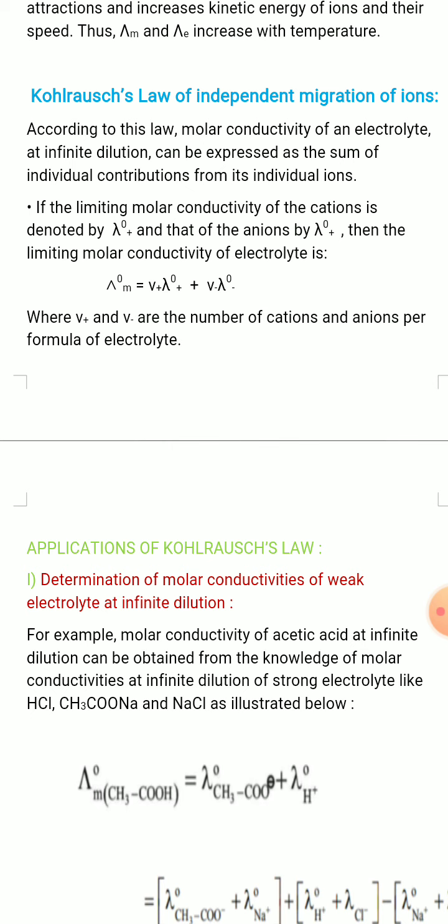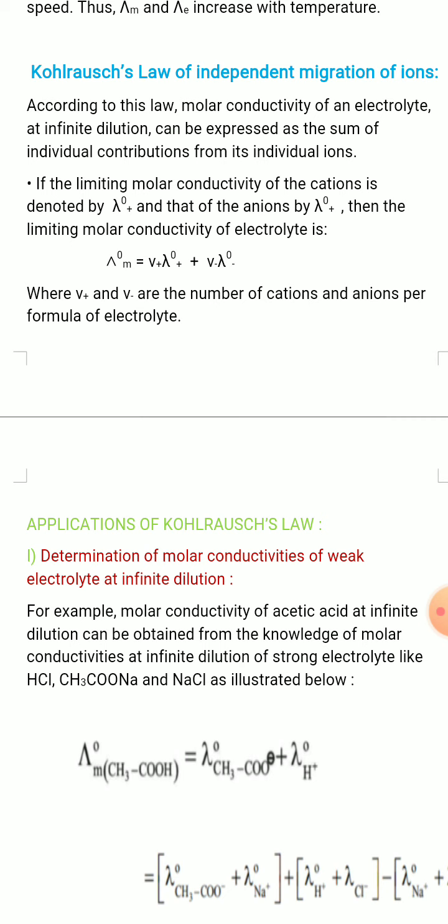Okay. If the limiting molar conductivity of the cation is denoted by lambda 0 plus, and that of the anion is represented as lambda 0 minus. Sorry, here it is also written as lambda 0 plus, so you have to correct this one. The molar conductivity of the cation is denoted as lambda 0 plus, and that of the anion is lambda 0 minus. For the anion you have to write lambda 0 minus.